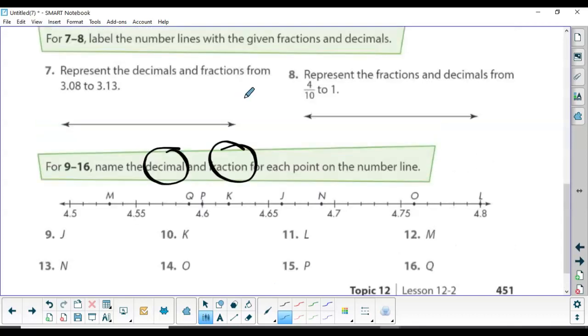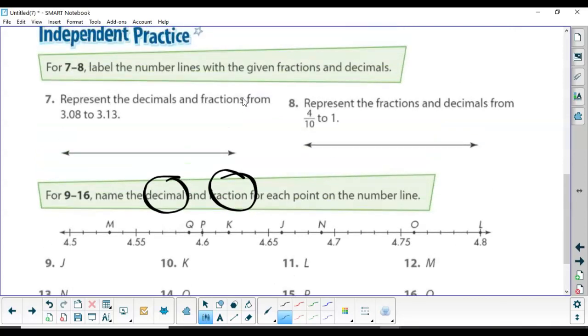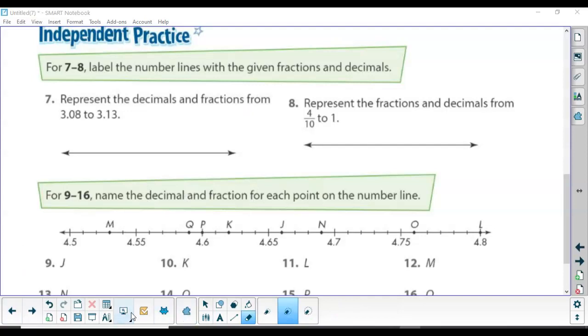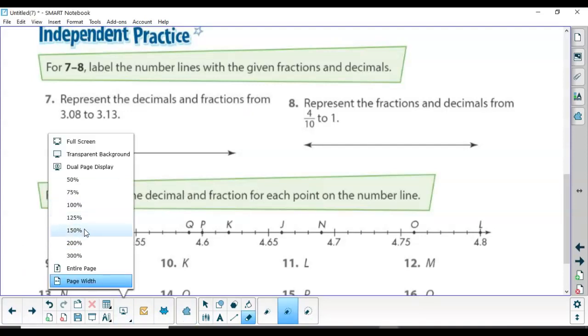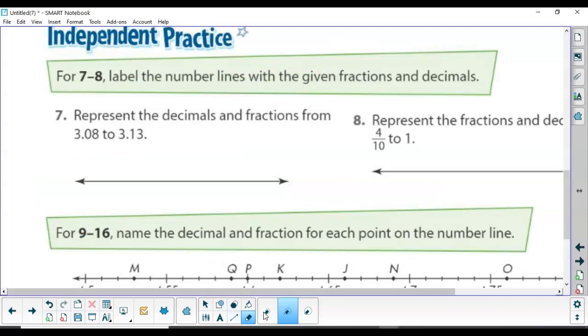Okay? Now, for up here, numbers 7 and 8, you need to split them up and label them. So I'm going to help you split these up. The first thing I want to do is count how many numbers I need to plot on this number line. And I don't have to do an entire number line. I'm just going to do a piece of the number line.